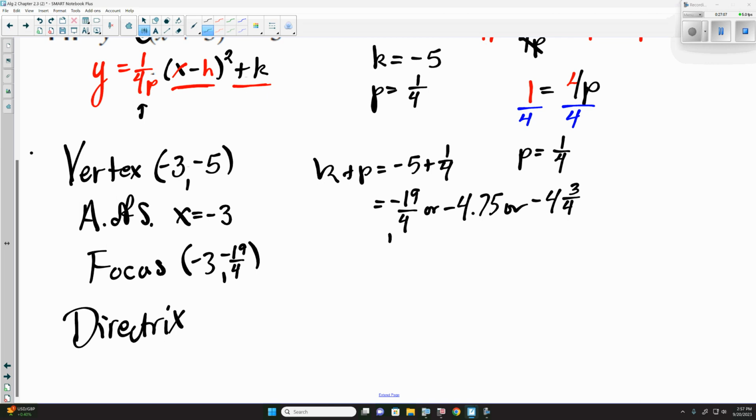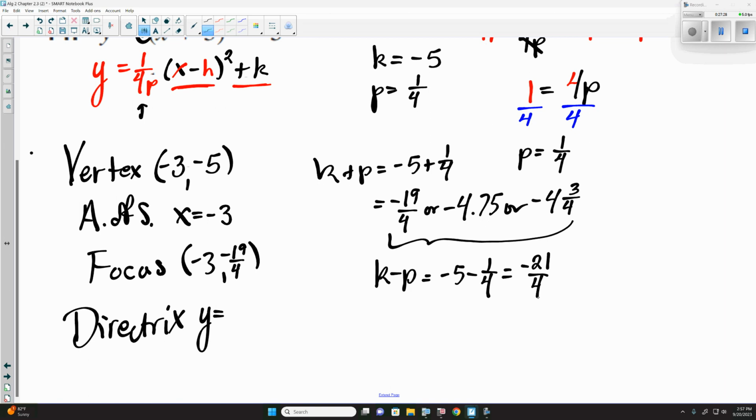Now, looking at this here for the y value of the focus, any of these work. You just got to pick one. Now, the directrix, y is equal to k minus p. So k minus p would be negative 5 minus 1/4, which if we plugged it into a calculator would be negative 21/4, or negative 5.25, or negative 5 and 1/4.